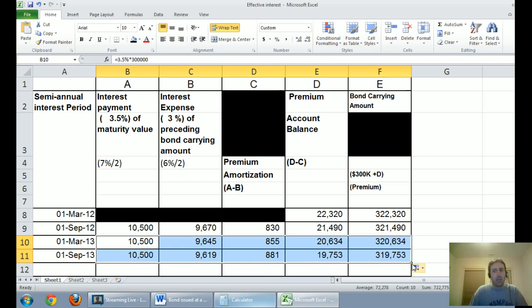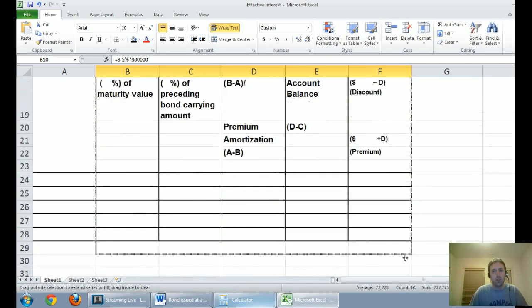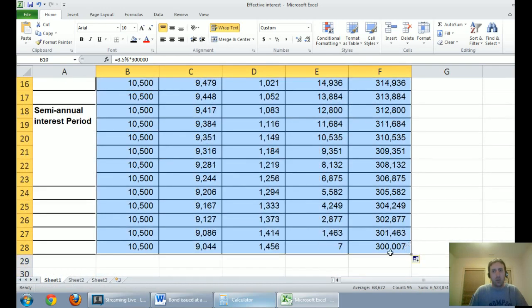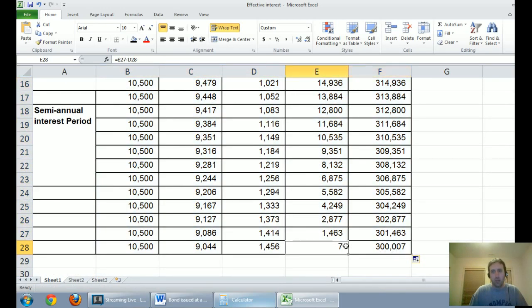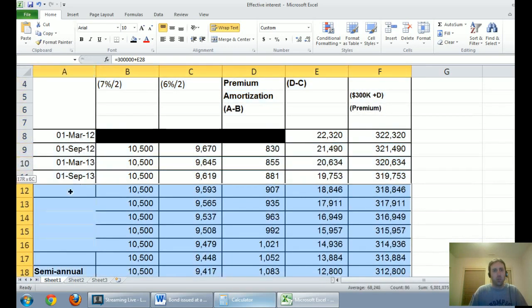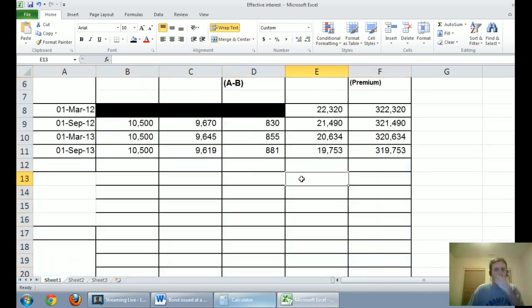And in fact, I could fill this down for 20 periods. Let's see. There's going to be a point where we hit just about bang on 300,000. We're only off because of rounding, and that's 20 periods down the road. So you can see that this bond worked properly. But we were only interested in the first 4 periods. I was just messing around in Excel there.